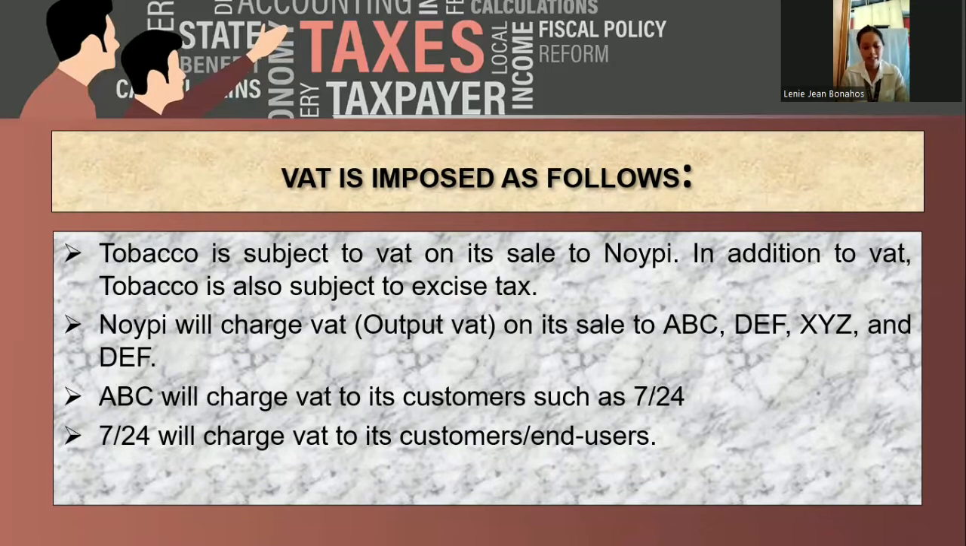The value-added tax which Noiti imposed there is what we call output VAT. When he or she buys, that is called input VAT. When he or she sells, that is called output VAT. ABC will charge VAT to its customers such as 724. 724 will charge VAT to its customers or end users. So as we notice in the problem, there is a chain. Therefore, the supply chain happens and VAT is also imposed.